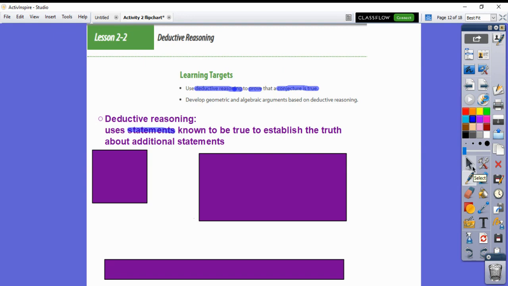Those are the type of things that lawyers do, right? So if you're thinking about being a lawyer one day, whether that's a criminal defense lawyer or a prosecuting lawyer, deductive reasoning is really, really important.